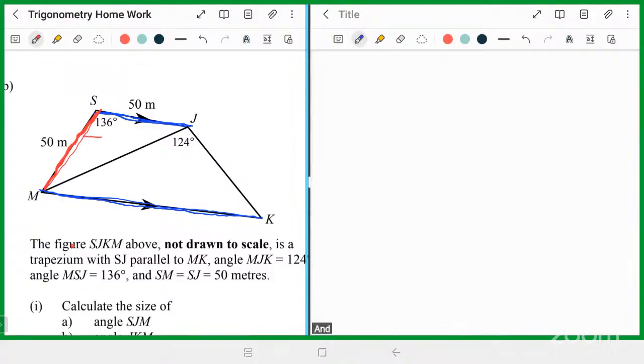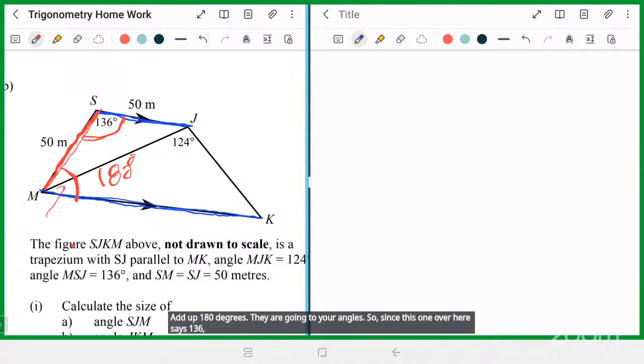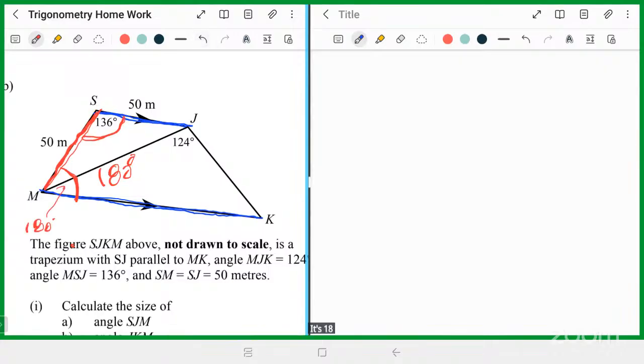And so the angle in here and the angle in here add up to 180 degrees. They are co-interior angles. So since this one over here says 136, then we say that one here is 180 degrees minus 136 degrees. The two of them must add up to 180 here.